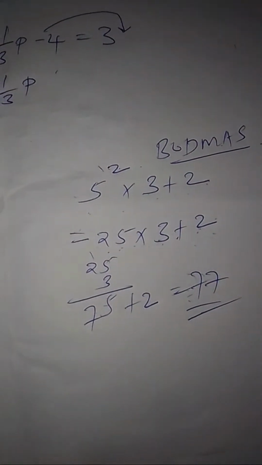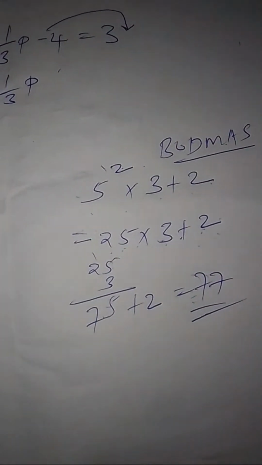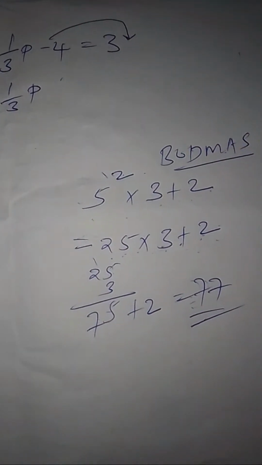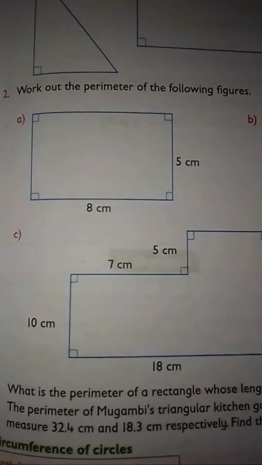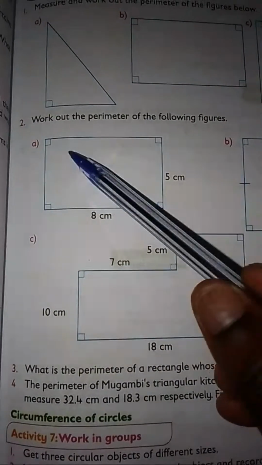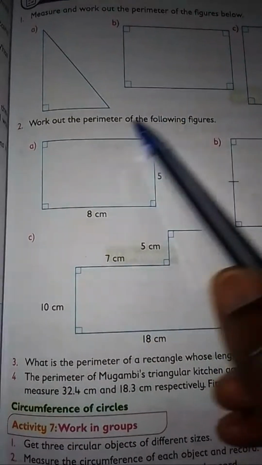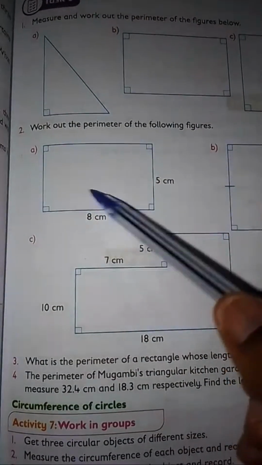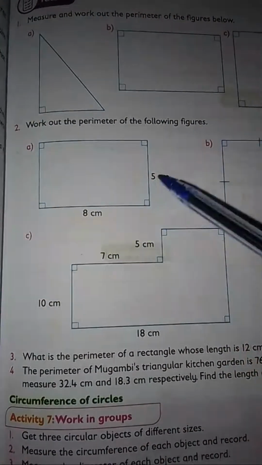So I still want us to proceed from where we were last time, where we were talking about the perimeters. So these ones are some of the areas that we had talked about earlier. Like today I want us to look at this, work out the perimeter of the following figures. So here is 8 and here is 5.